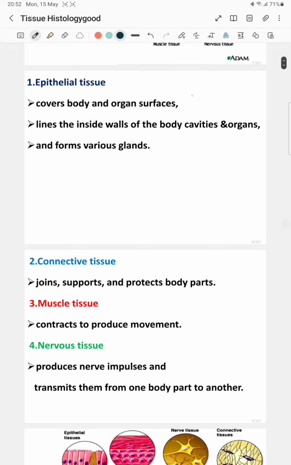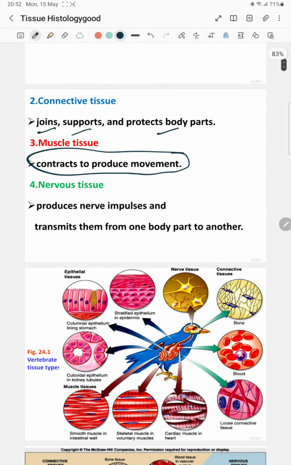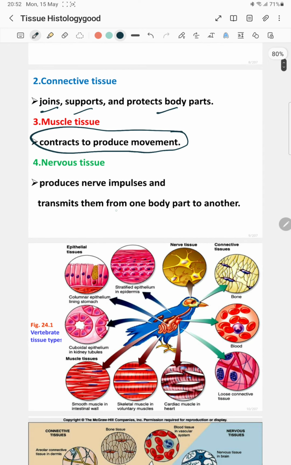Alright, so epithelial tissue, what is their function? They cover the body and organ surfaces, line the inside wall of the body cavities and organs, and form various glands. Connective tissues, their prime function is to join, support, and protect our body parts. Muscle tissues contract and help us in different types of movement. Nervous tissues produce nerve impulses and transmit them from one body part to another.